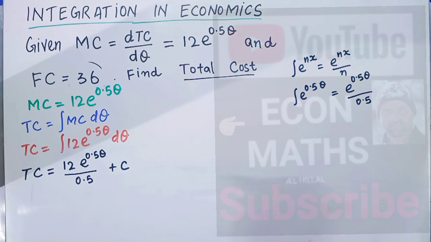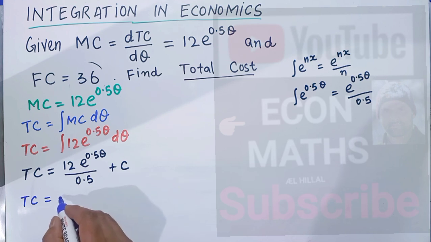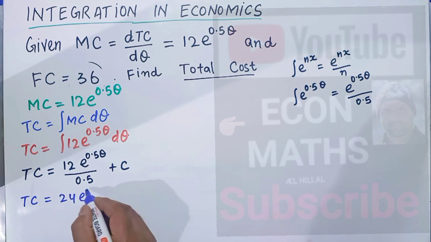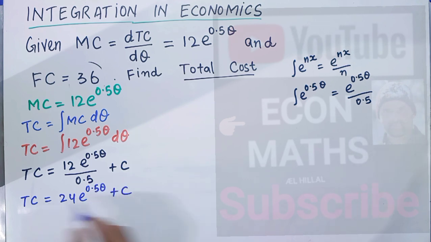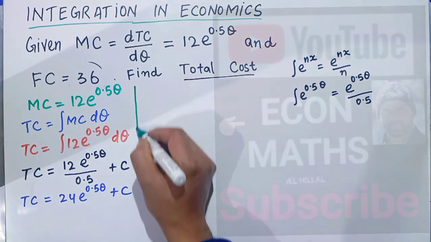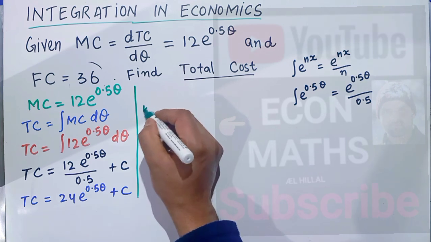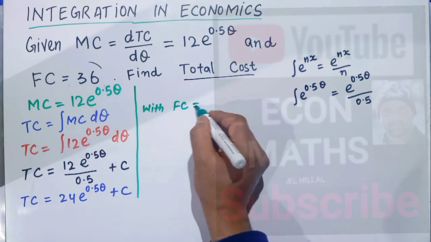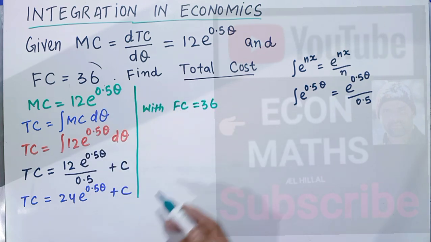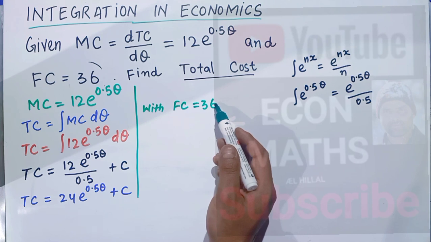So this sums up to be total cost will be equal to 12 upon 0.5 comes out to be 24 e to the power 0.5q plus c. This is our total cost function. So we got this total cost function also, and let me write it here. We are being told the fixed cost, which is given to us as 36.